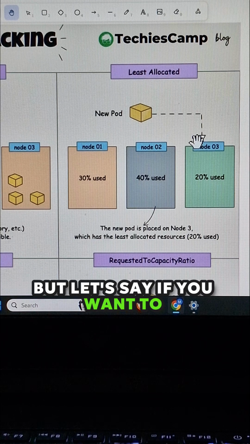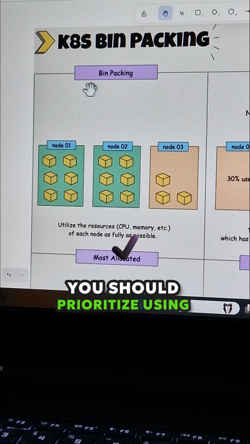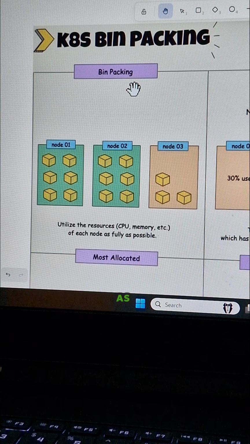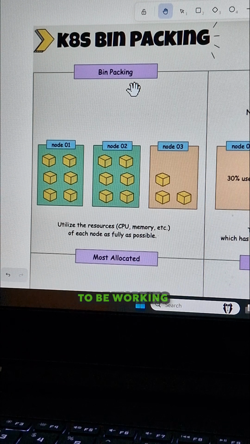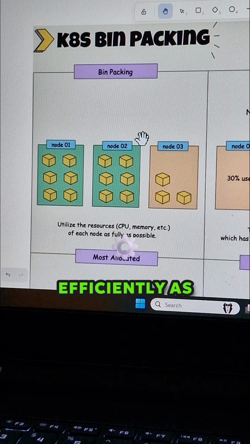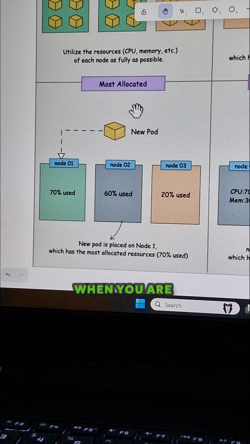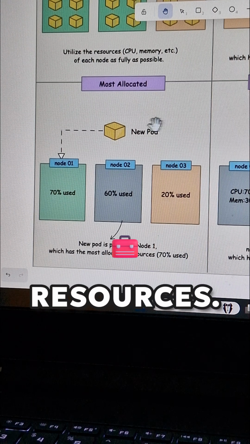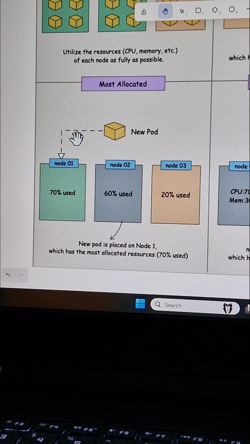But let's say you want to optimize your cost, and you should prioritize using bin packing. Bin packing is a way of utilizing your resources such as CPU and memory of each node as fully as possible, which means you want your nodes to be working as efficiently as possible. There are two ways of dealing with this, the first being most allocated. When you are opting for most allocated, your pod is scheduled on a node that has the most allocated resources. In this case, node 1 has 70% utilized resources, and therefore the pod goes there.